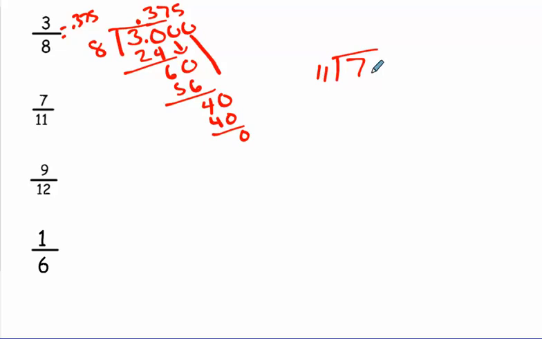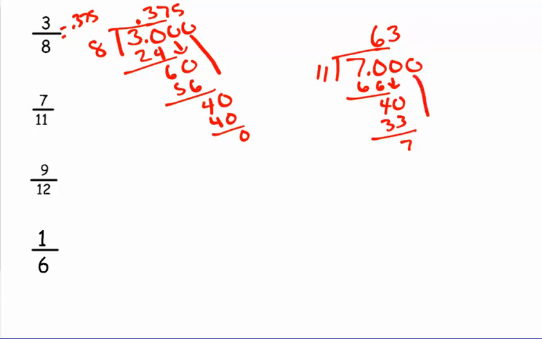Okay, 11 cannot go into 7, so I add a decimal and a 0. 11 goes into 76 times. That's 66. Subtract. Bring down my next number. That goes into 43 times. That's 33. I get a 7. Bring down the next number. Uh-oh, I'm starting to see a pattern here. I get a 6.